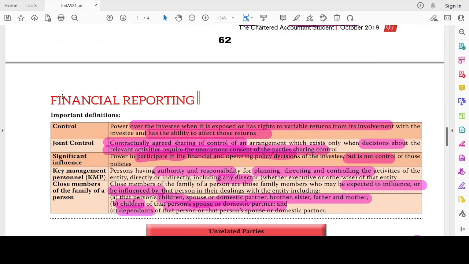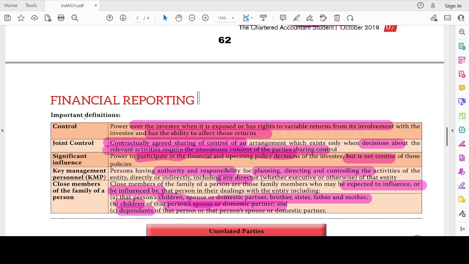Now, let's move on to the important definition. Control. Control means I have some power or right to variable returns, or I have some power which may affect the returns. Power over the investee, which is when it is exposed or has the right to variable returns from its involvement with the investee and has the ability to affect those returns. I have some control to give directions. Okay, then I am having control.